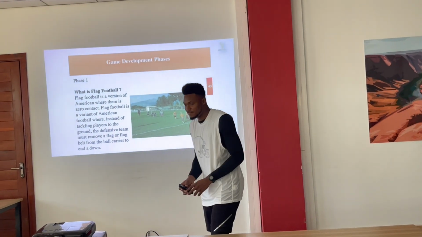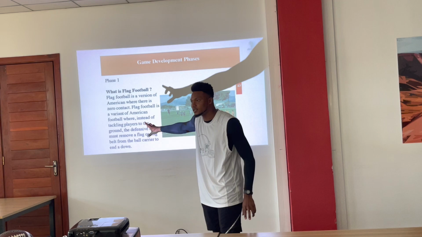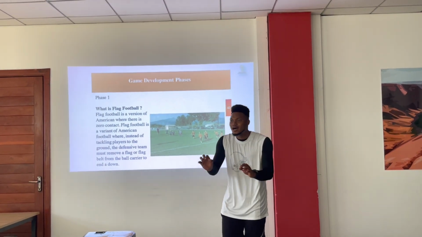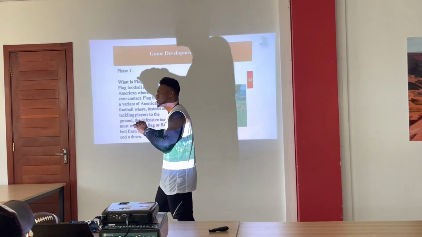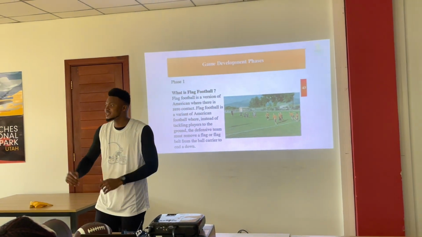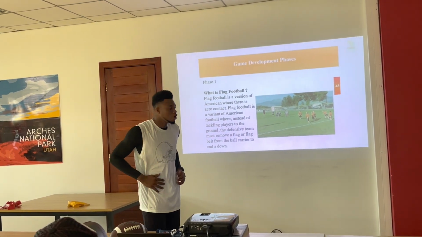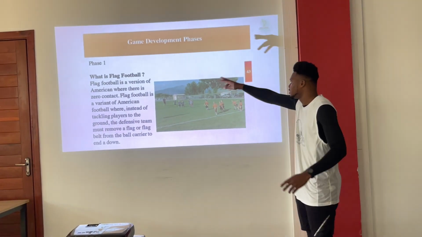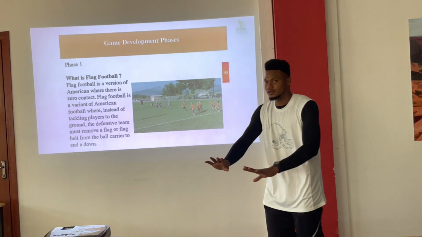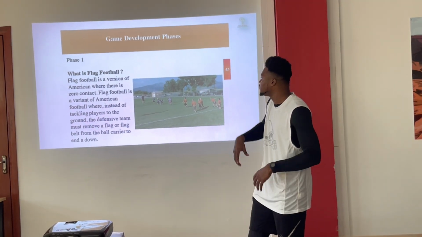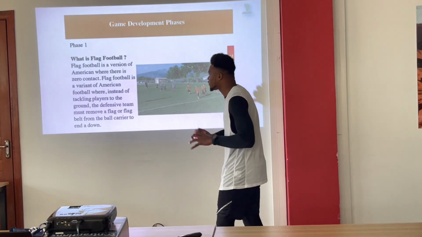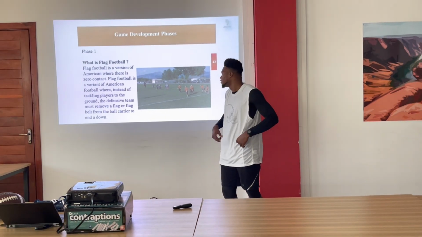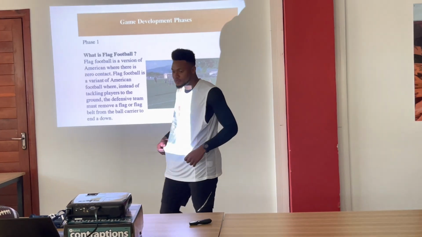So we're going to have phases of development of the game. Phase one is going to be the flag football. A child who is, let's say, 6 or 7 years of age can start playing this version. This is a version of American football where there is zero contact. Flag football is a variant of American football where instead of tackling the player, the defensive team must remove a flag or flag belt from the ball carrier to end the down.